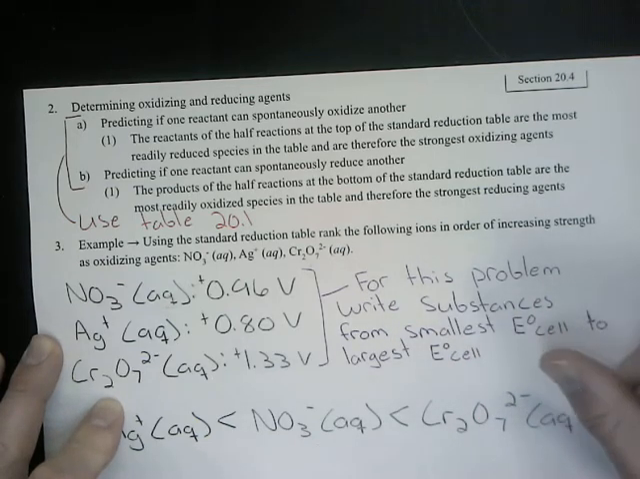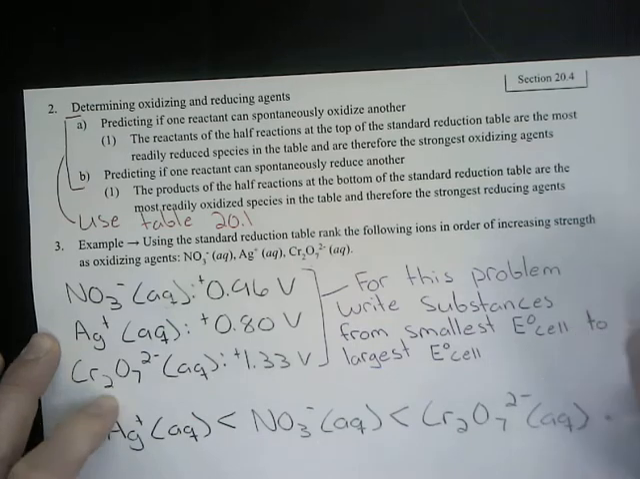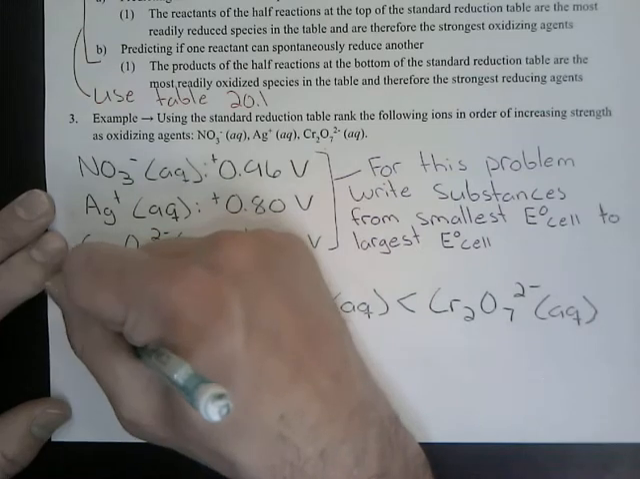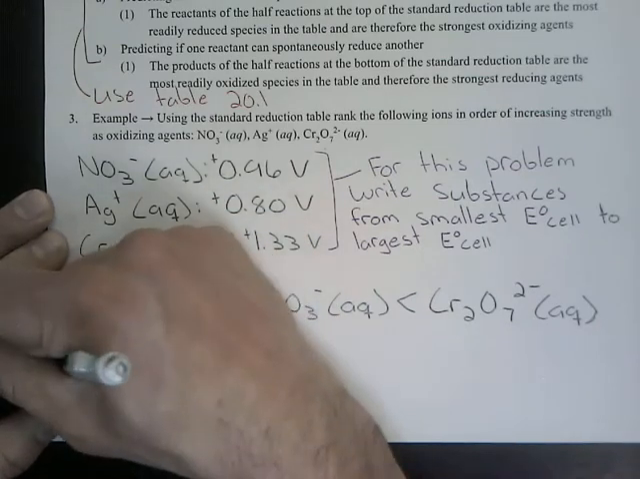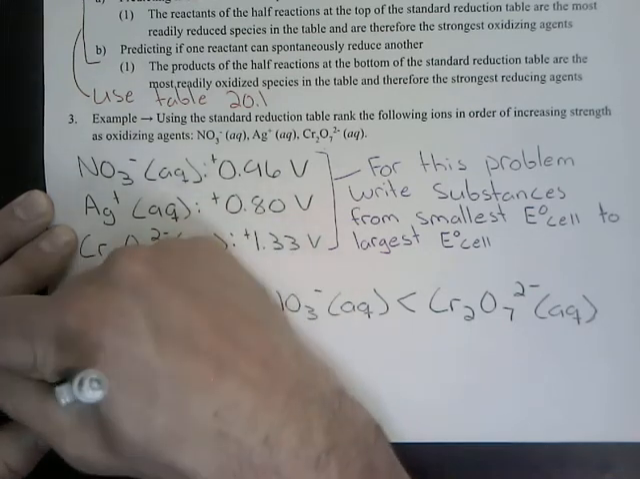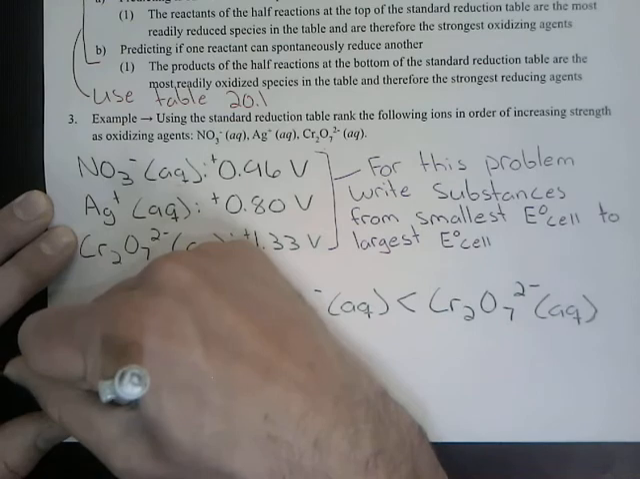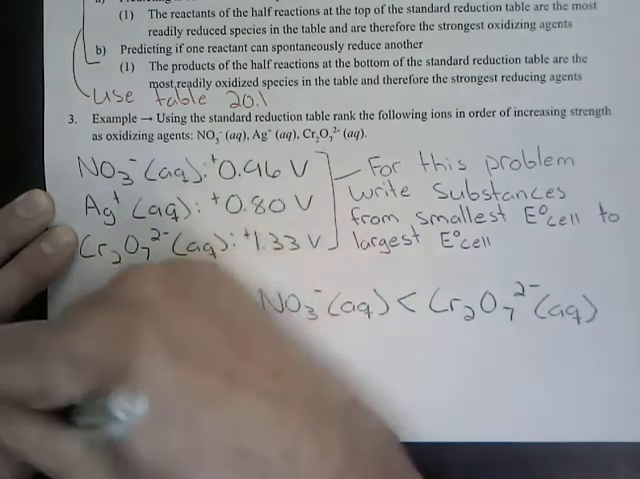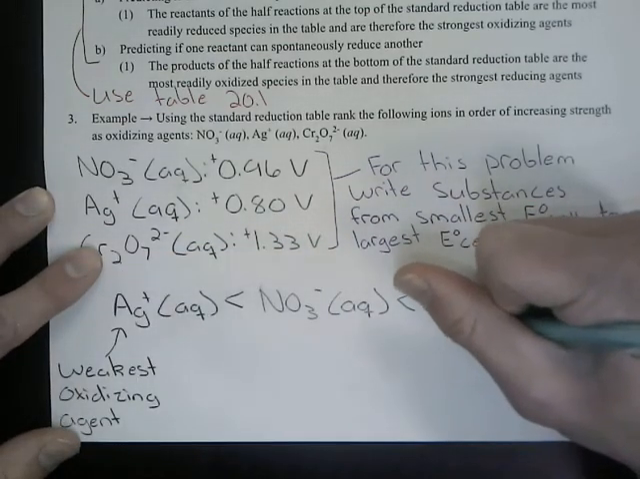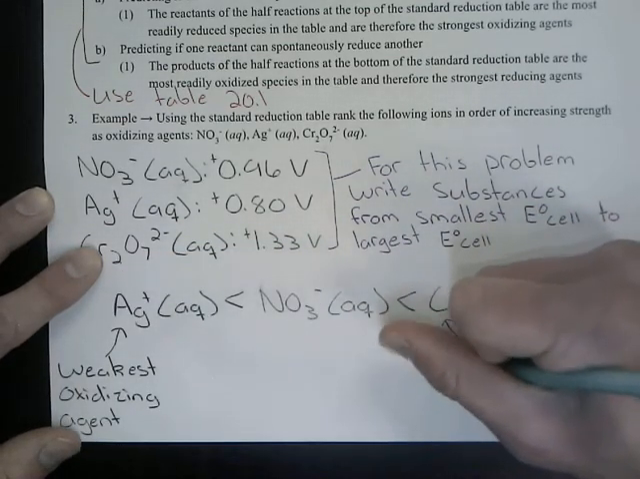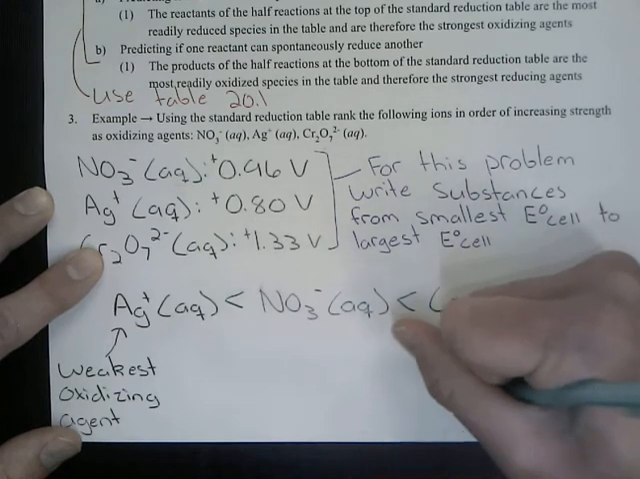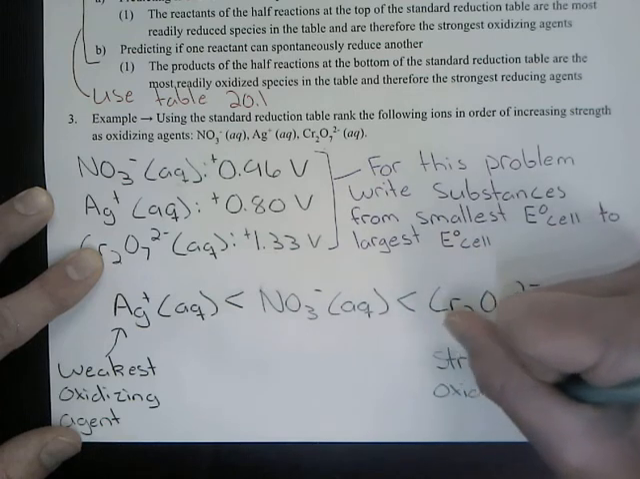I just want to label these as follows. For this particular problem, this is the weakest oxidizing agent. And over here on the right, the dichromate is the strongest oxidizing agent.